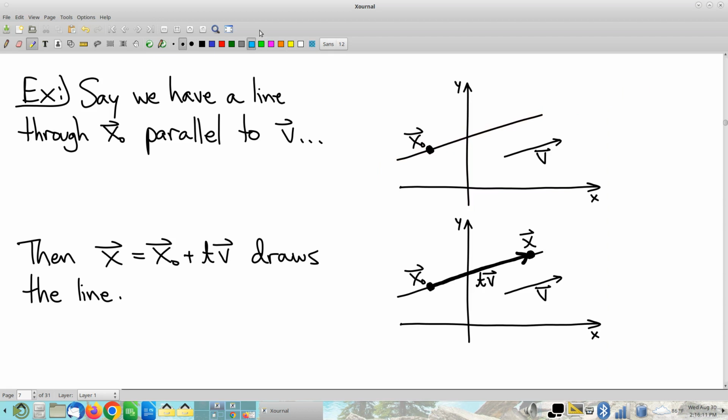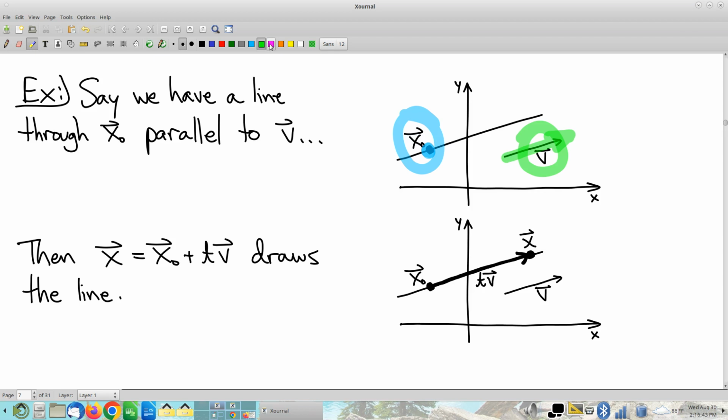So I'm going to assume that we are given a point x naught that is on the line. And I'm going to assume that we have a vector v parallel to the line. And if you don't have them, find them. So this construction I'm about to show you requires that we have at least one point on the line and at least one vector parallel to the line.